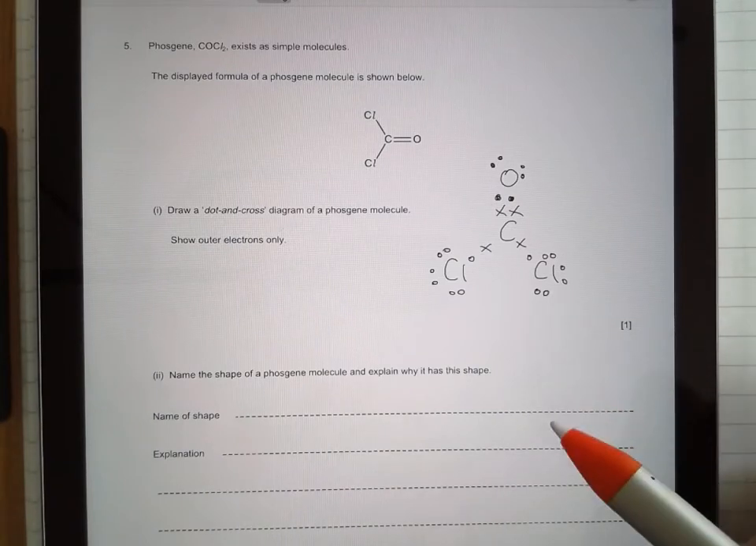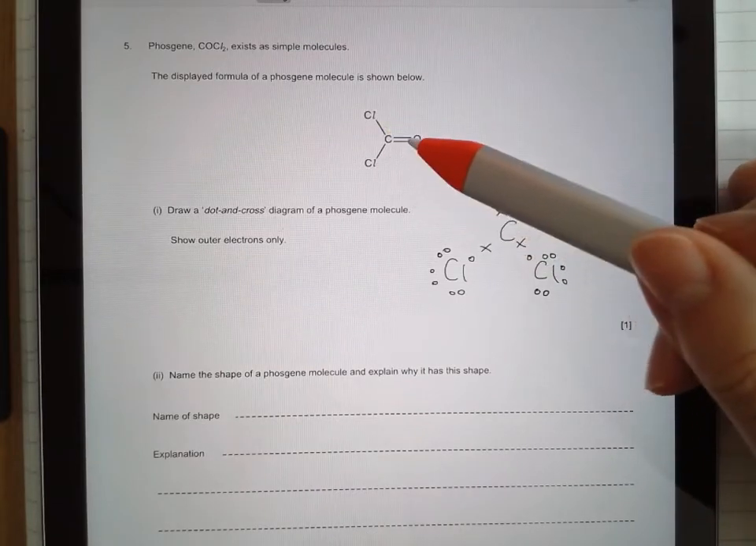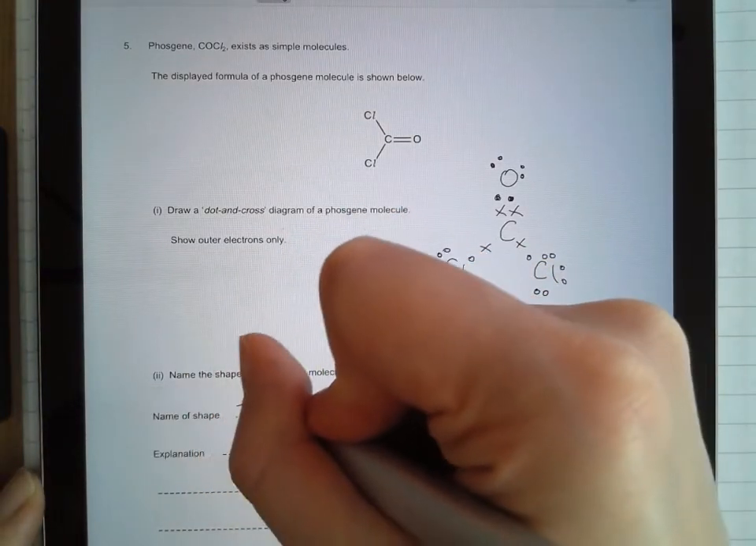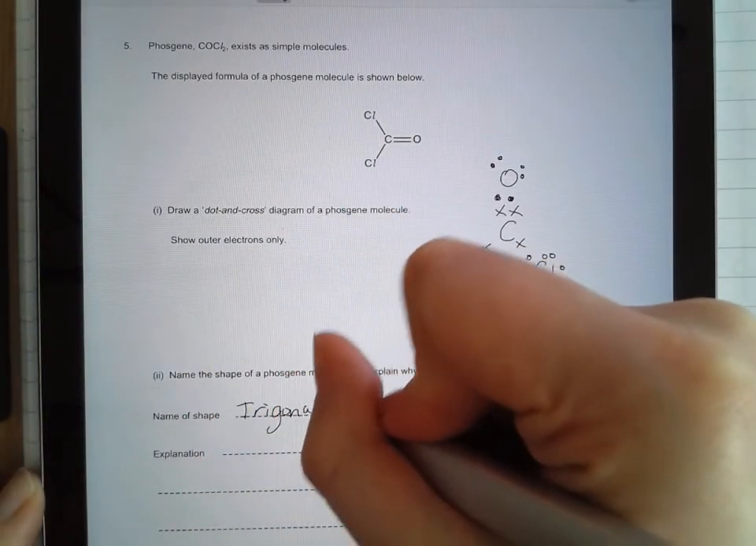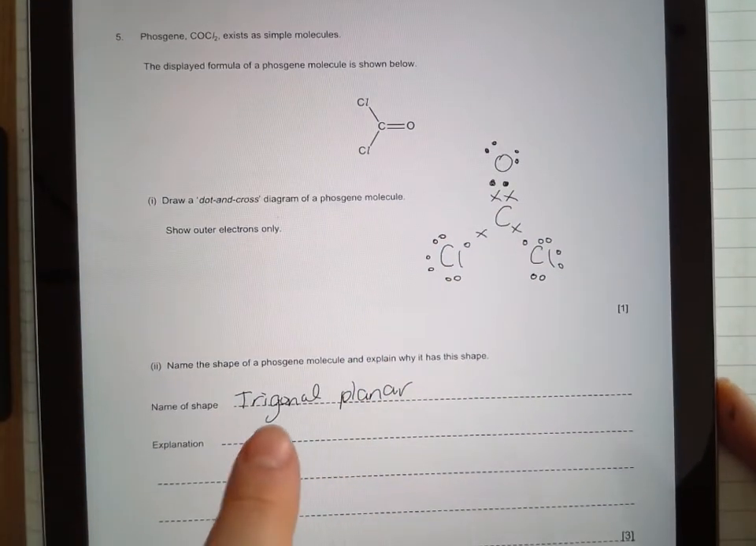When you're looking at the shape, we are looking at the central atom. So you are looking at carbon. You can see that carbon has got 1, 2, 3 bonding regions. If it's got 3 bonding regions, it's trigonal planar. Remember that double bond just counts as 1 bonding region. So that's your first mark, trigonal planar.